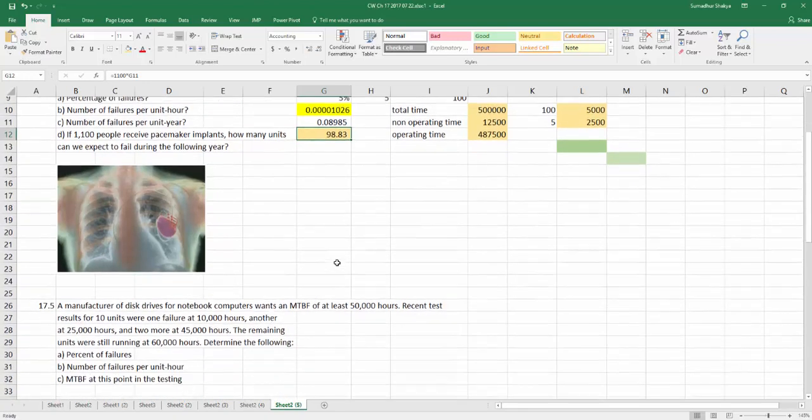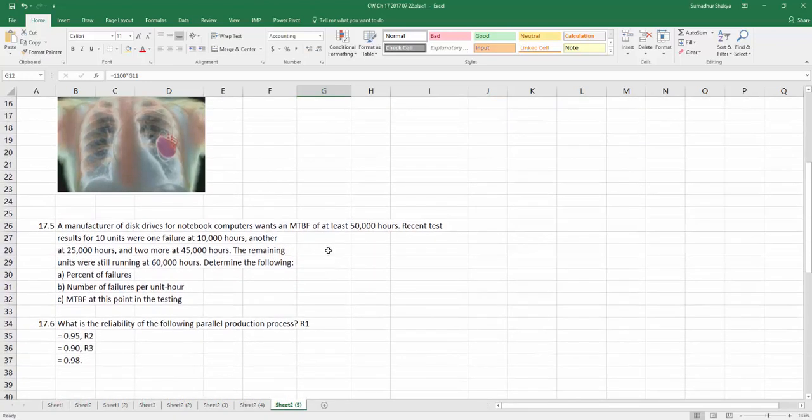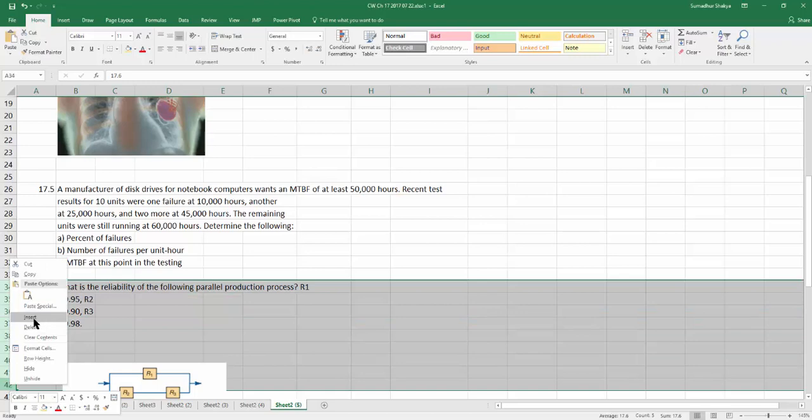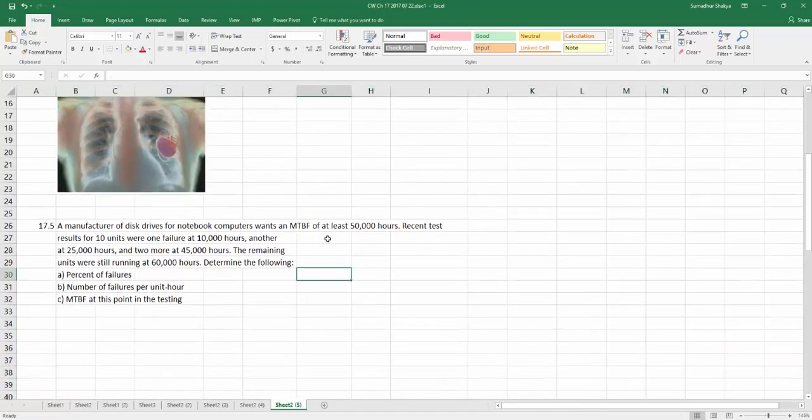Okay, now on a similar note, we have a different problem, slight variation. We are talking about the hard disks here. Okay, so let me get this out of the way. So we are talking about the hard disk, where some manufacturer wants the mean time between failure of at least 50,000 hours. So on an average, the manufacturer doesn't want their hard disk to fail before 50,000 hours of operating time.